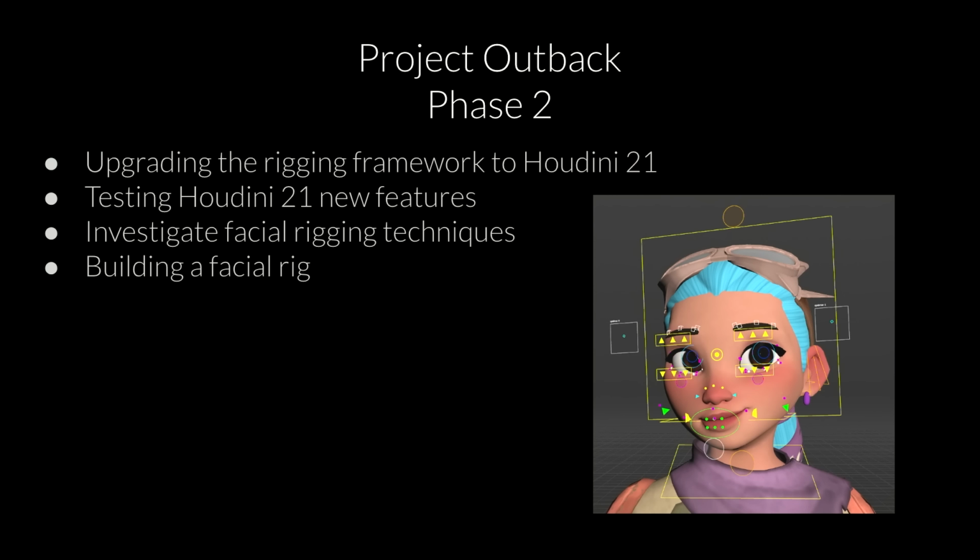Now we're at phase two of the project, which is going to explore facial rigging. Phase one was done with Houdini 20.5. I now had to upgrade my system to Houdini 21 to make sure everything was working because there are many new features now. And I wanted also to test those new features to see if I could integrate them in my framework and benefit from them.